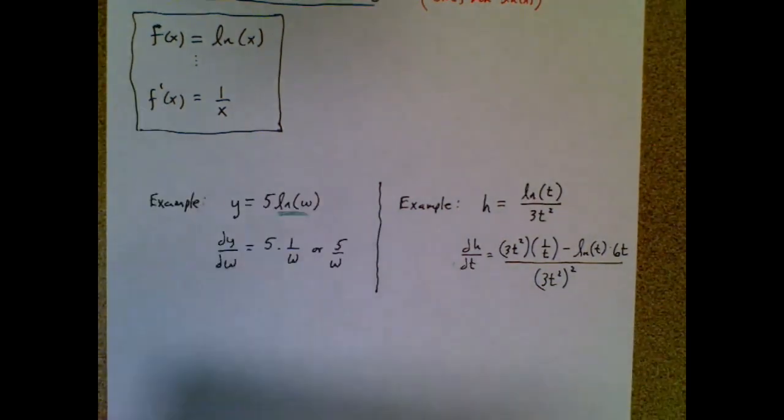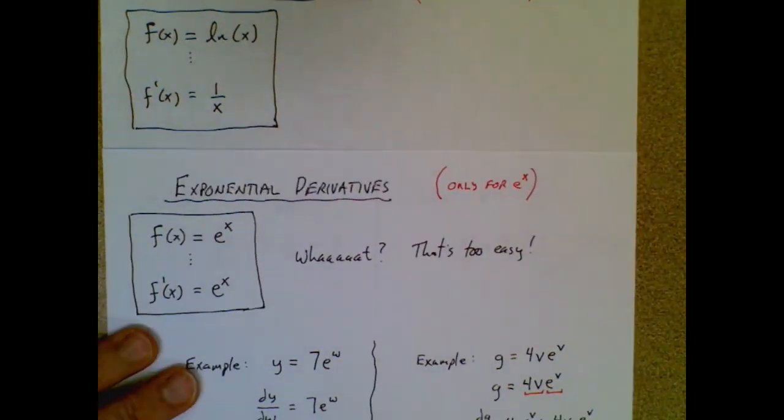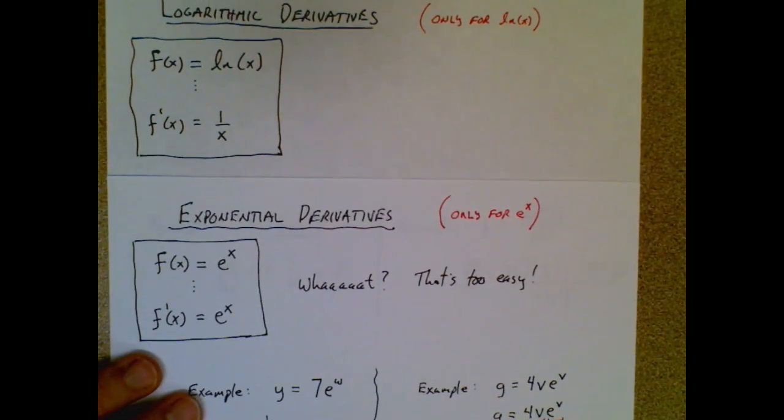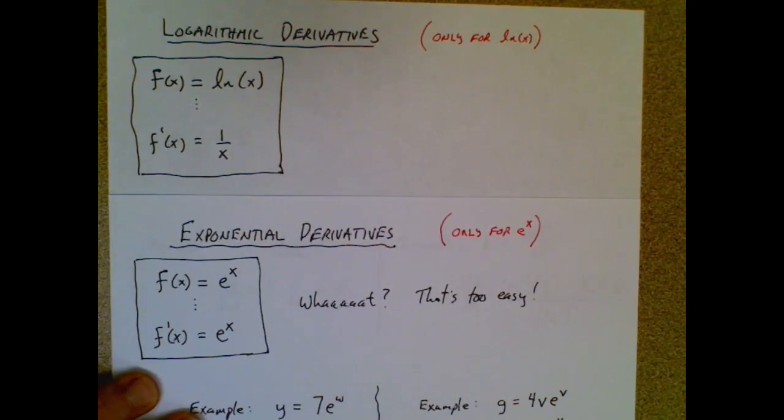So that's the story, folks. We've got two relatively easy rules: logarithmic for natural log, exponential for e to the x. Learn them. They're easy.